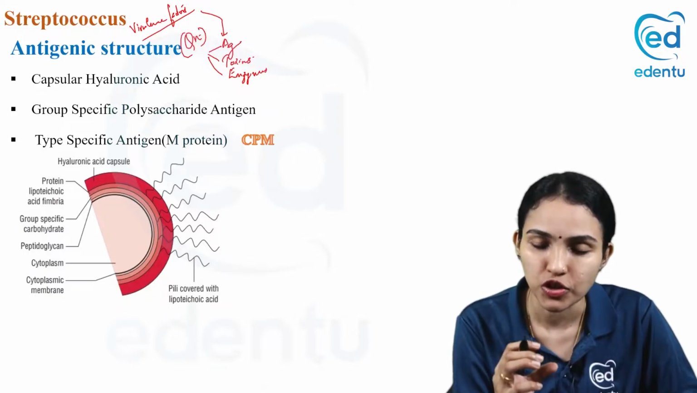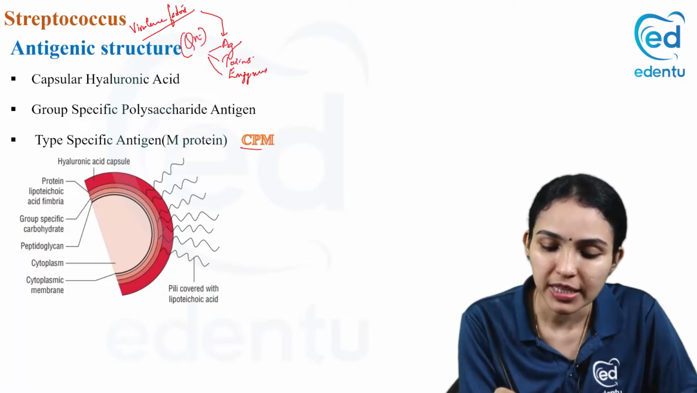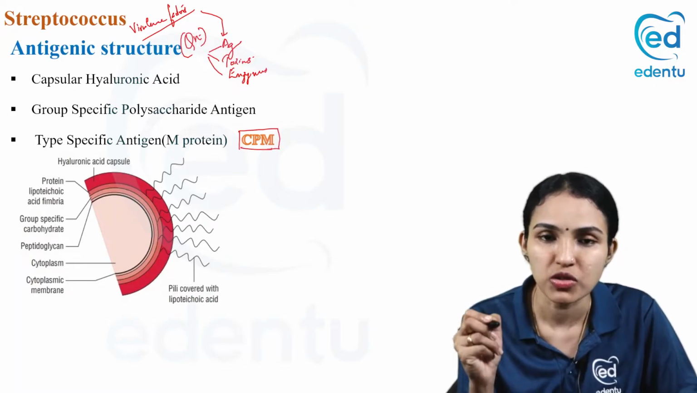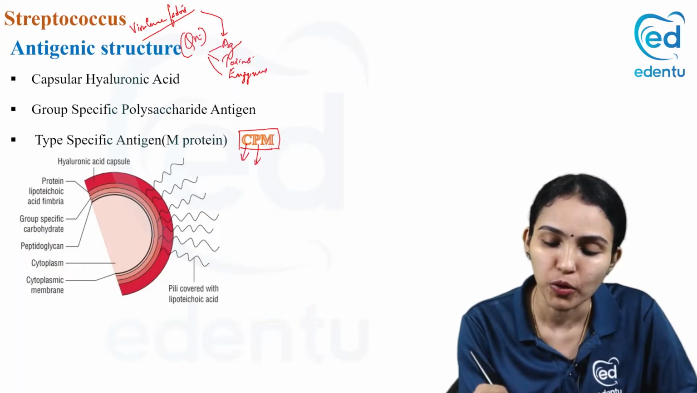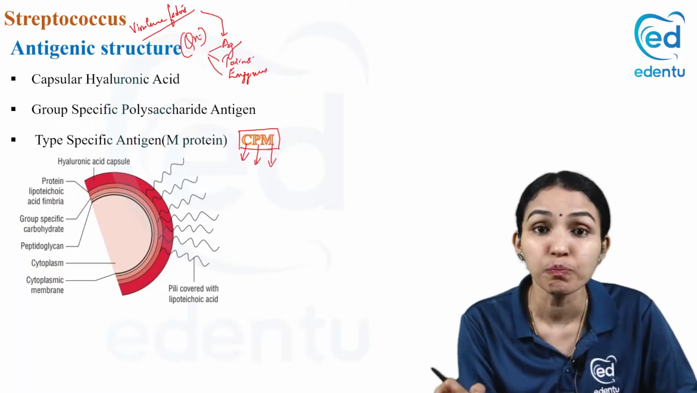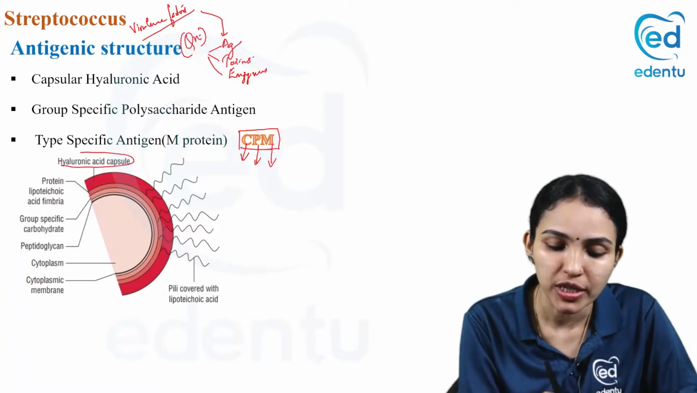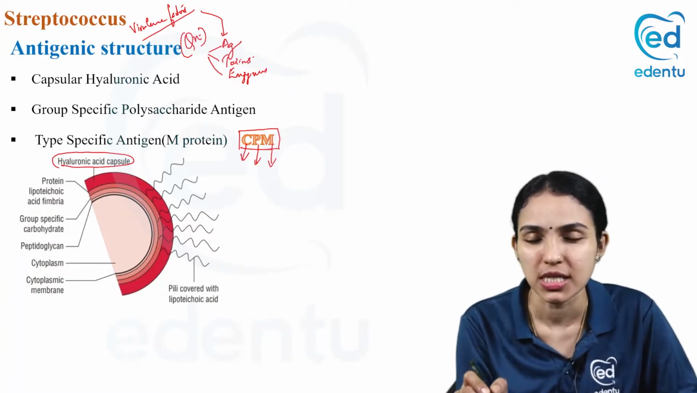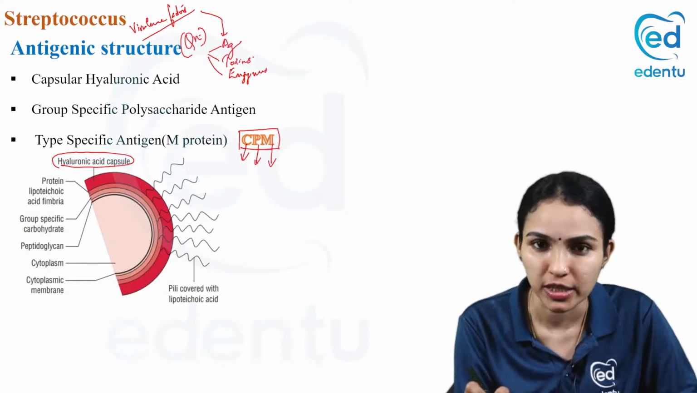So coming to the structural antigens, or the antigenic structure, this is very important. You can remember that with the code CPM. The structure is constituted by CPM: C for capsule, P for polysaccharide antigen, and M for M protein. The capsule is composed of hyaluronic acid, and not all strains have this one. Only a few strains will have the capsule. It is composed of hyaluronic acid.